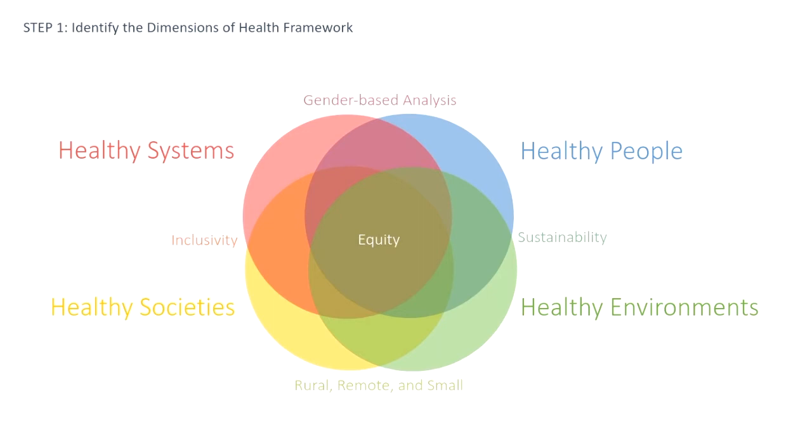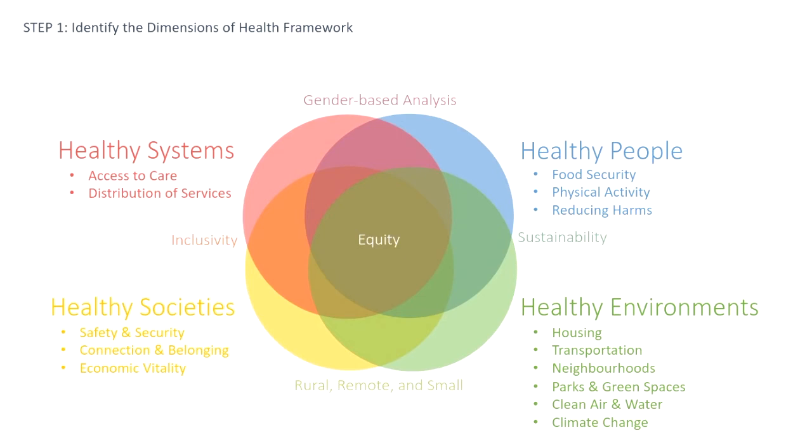And so I was able to identify four main areas: healthy systems, healthy people, healthy societies, and healthy environments. And under each of these were different subcomponents. And I was able to identify over 100 resources. And for the purposes of this presentation, I'm just going to focus on equity ones.